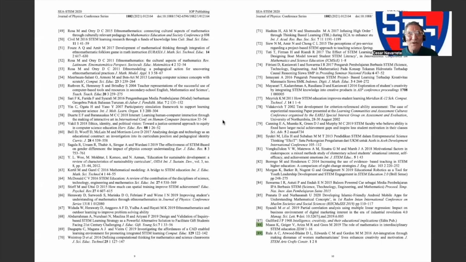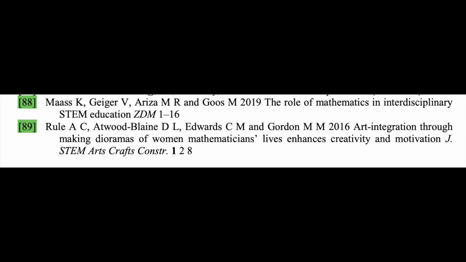I scroll down to number 88, as you see to the right, and then to the lower right, and you see that this was by Moss and Arisa and Goose. And this is the role of mathematics interdisciplinary STEM education. And then one more down, number 89, by Rule and Atwood, Blaine Edwards and Gordon in 2016, art integration through making dioramas of women. Mathematical lives enhance creativity and motivation.